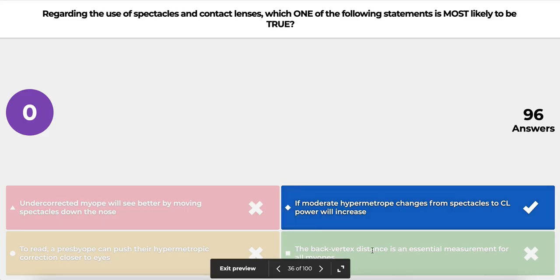Back vertex distance is not an essential measurement for all myopes, but it is used for high myopia.